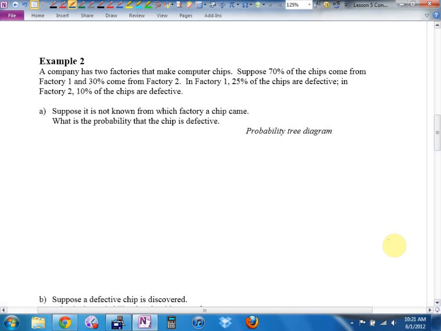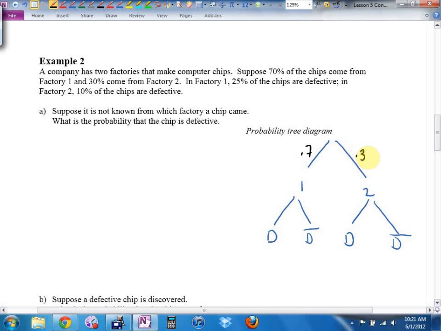You know what? Let's do a tree. First, we have to pick a factory. How about 1 and 2? Then, in factory 1, it can be defective, not defective, and in factory 2, defective, not defective. Caitlin, what are the odds that we came from factory 1? As a decimal, please. 0.7. What are the odds that we came from factory 2, Caitlin? 0.3. By the way, I didn't need to tell you that, even though they told you 30. I would expect you could clue in.